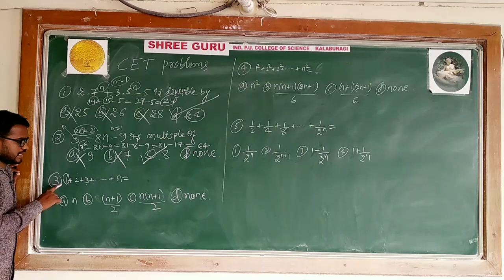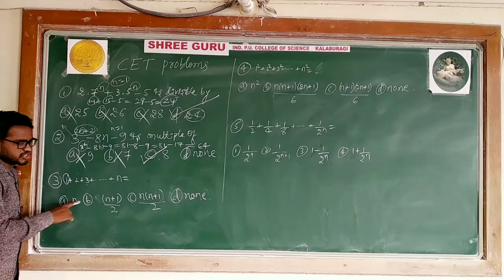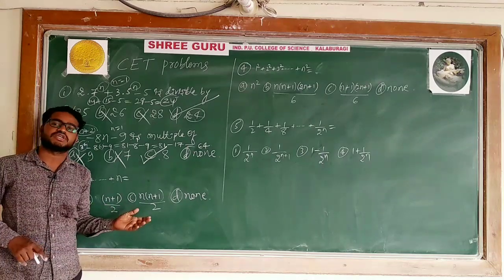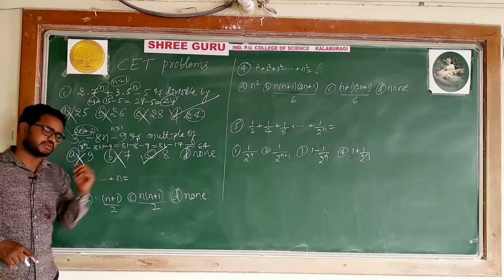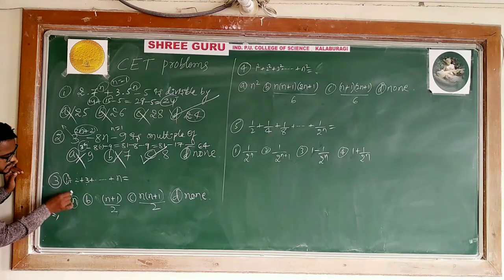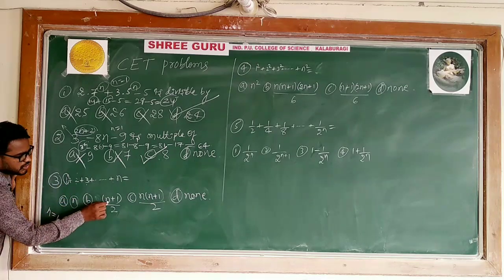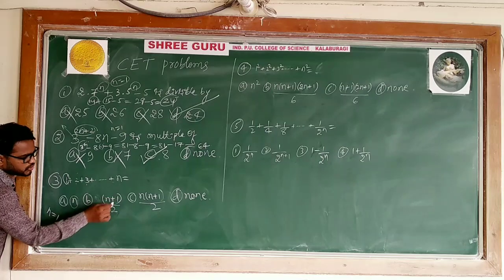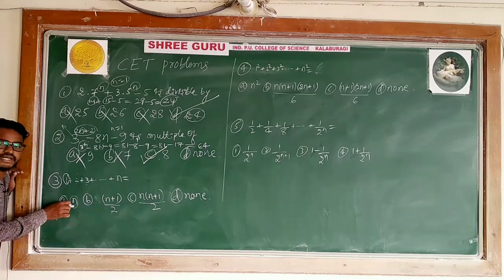So what does it mean? When you are taking n is equal to 1, if you are satisfying one or more options that are correct, you go for the next number. I will take n is equal to 1. When I am taking n is equal to 1, here also I will get 1. Yes, 1. n is equal to 1, 1 plus 1 is 2, 2 divided by 2 is 1. So these two are correct.